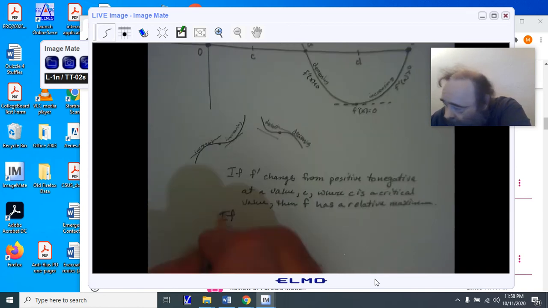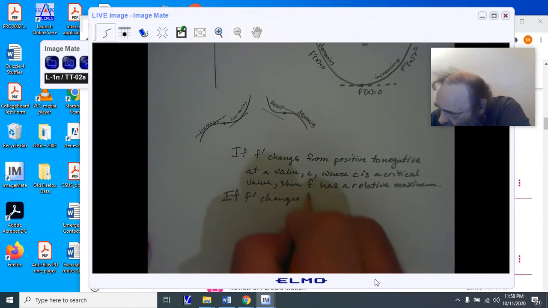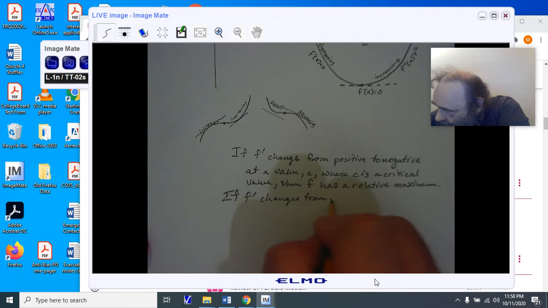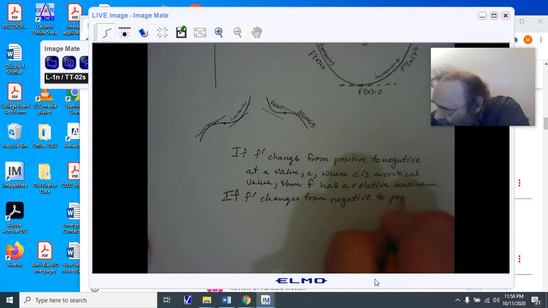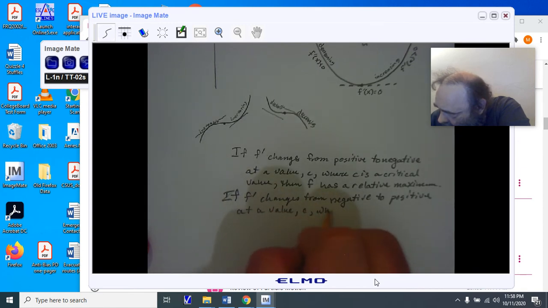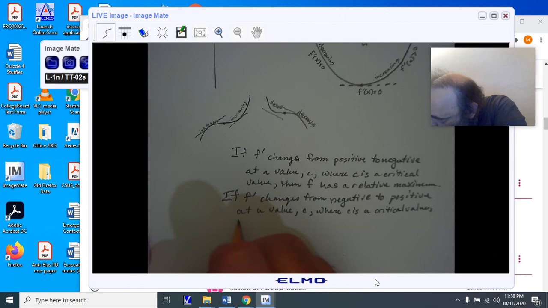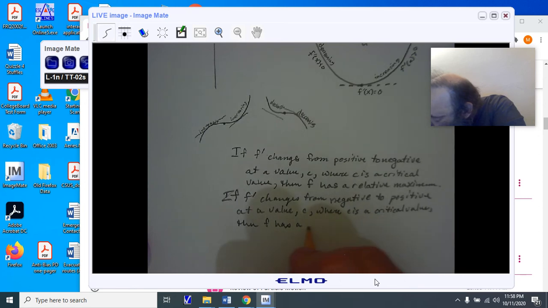If f prime changes from negative to positive at a value C, where C is a critical value, then f has a relative minimum.